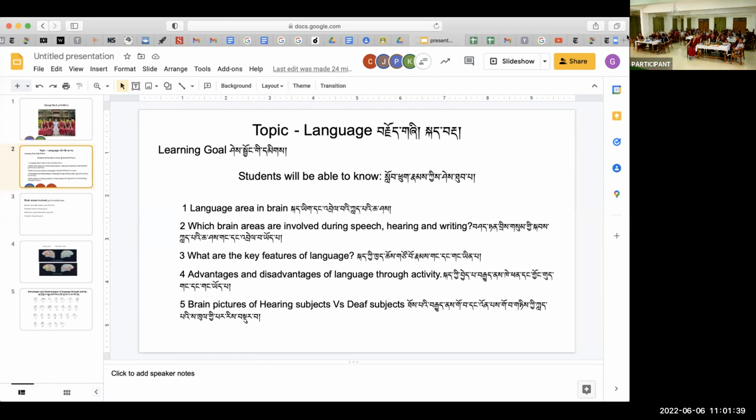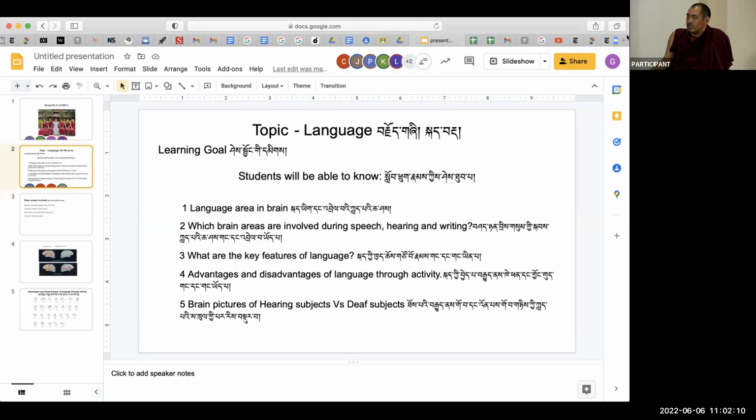Okay. Their topic is language, and their general idea will be what kind of brain part is involved in language, and specifically speech, hearing, and comprehending the language content. And then they also try to present the key features or properties of the language, and also advantages and disadvantages of the language. They also want to see the difference between people with normal hearing and with a deaf subject. So try to see on the brain level what kind of damages or what kind of system is broken in this process.